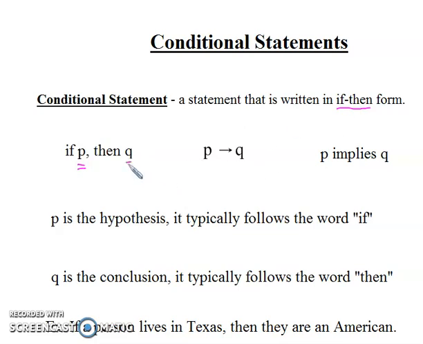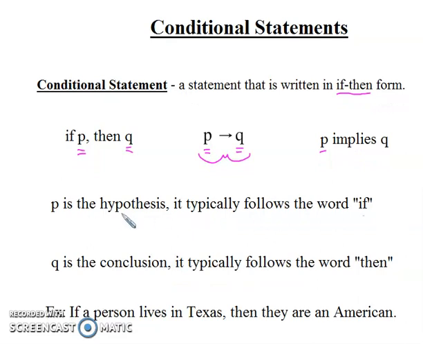Typically in geometry, when we know P is true, then we will know Q is true. That's where we're leaning towards going with the if P then Q statements. In symbol notation, we have P, then we have the arrow that means implies. So P implies Q. And we would read that either P implies Q or if P then Q. This notation right here is very common to see.